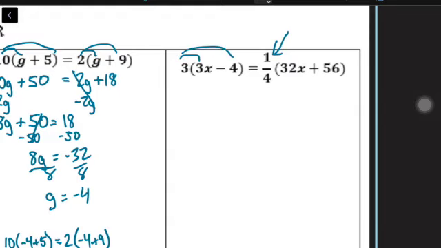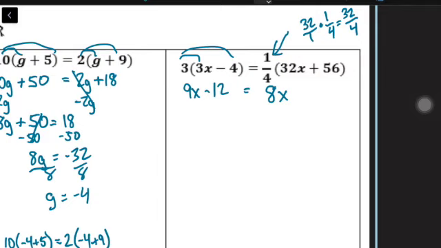So we're going to start back over here. We're going to get 9x minus 12. Bring down the equal sign. 1/4 of 32. Remember, when you multiply by 1/4, it's the same thing as dividing by 4. Let's do a little bit of fraction work here. So if I rewrote 32 as 32 over 1, and I'm multiplying by 1/4, top times top is 32. Bottom times bottom is 4. 32 divided by 4 is 8.